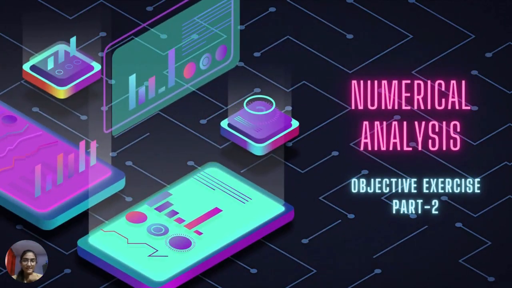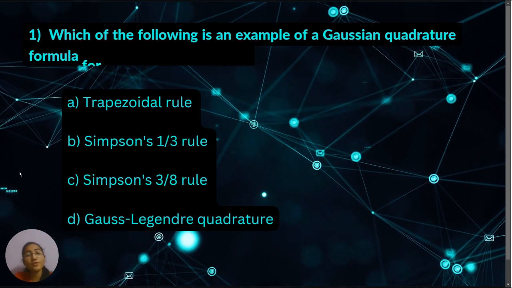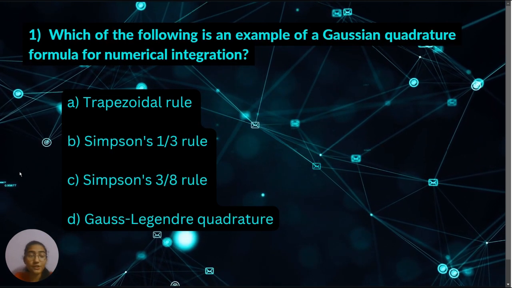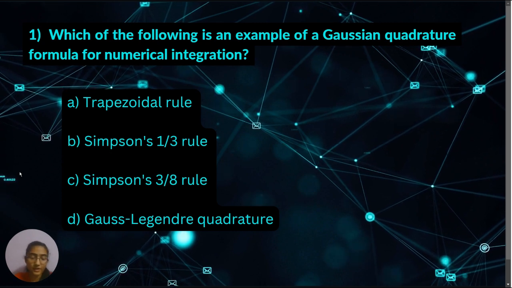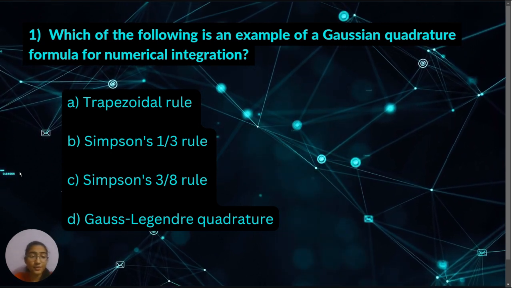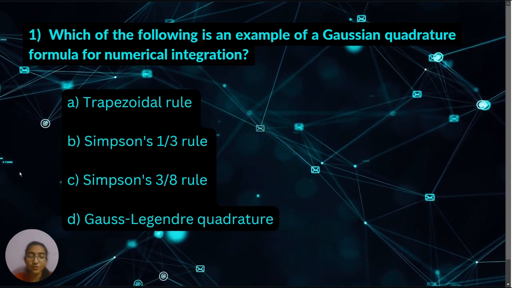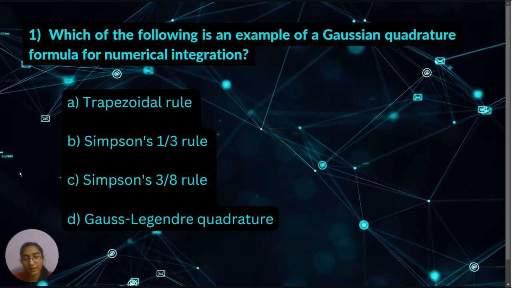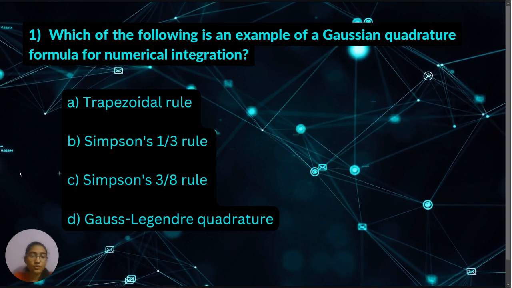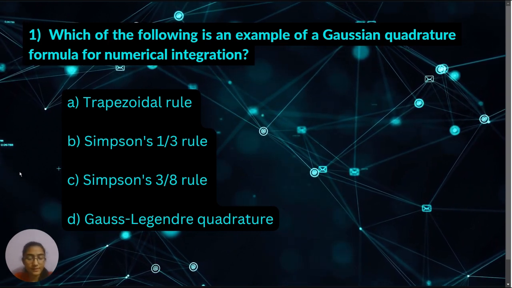So let's get started. The first objective question is, which of the following is an example of Gaussian quadrature formula for numerical integration? And our options are A. Trapezoidal rule, B. Simpson's 1 by 3 rule, C. Simpson's 3 by 8 rule, or D. Gauss-Lagrange quadrature. So you can pause the video and guess the answer.